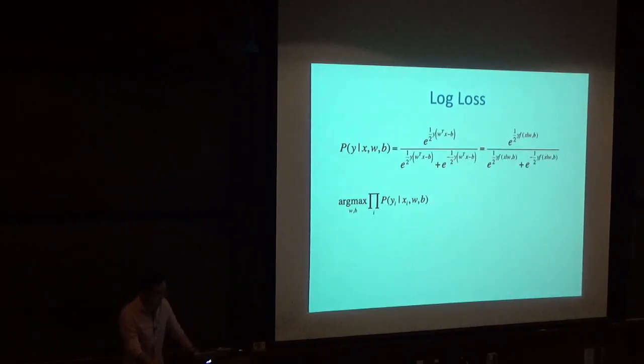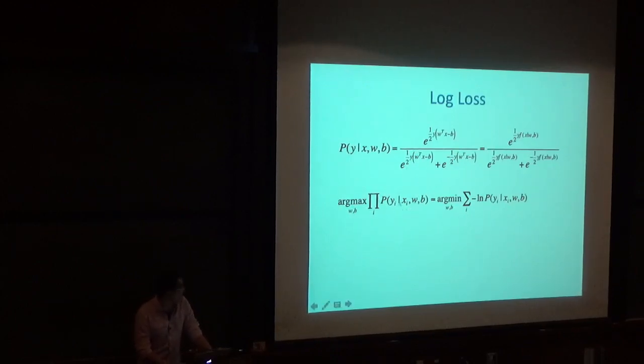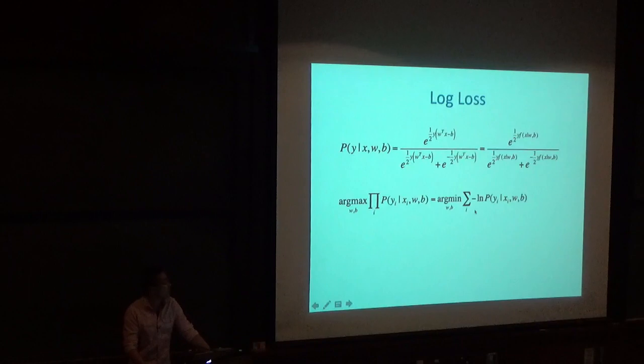Okay, so this is the learning objective. This is the definition of the function class. Now I want to talk about log loss. Here's how log loss works. This is a maximization problem over a product of terms. I'm going to convert it to a minimization problem over a sum of terms by taking the negative log of the objective.